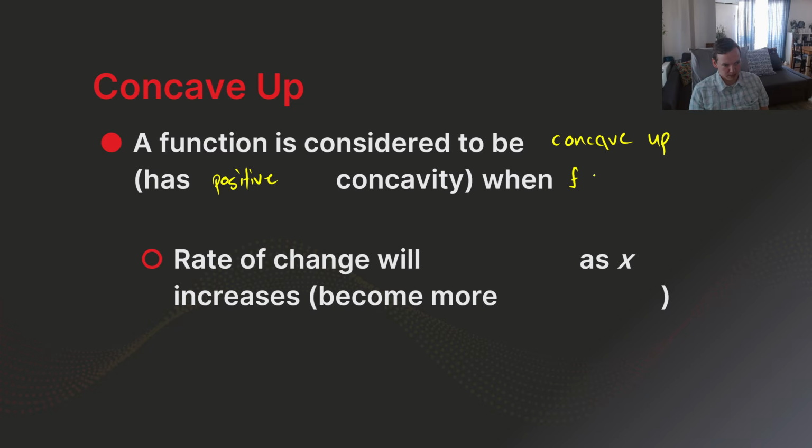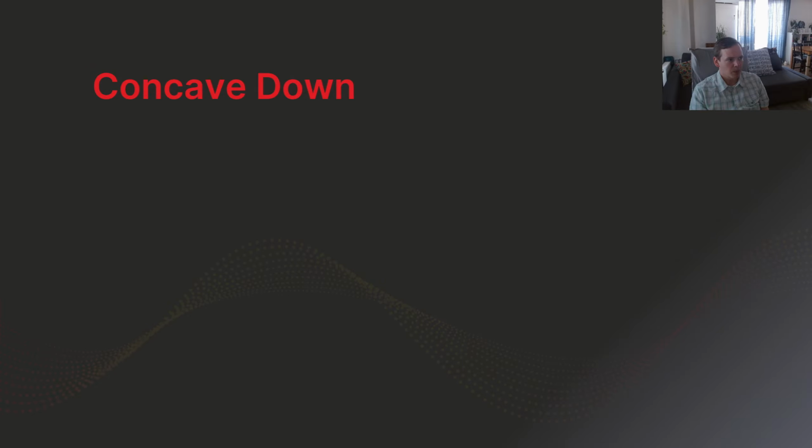In both cases, this is when the second derivative is greater than 0. Because we know the second derivative is the derivative of the derivative, the rate of change will increase. In other words, the derivative will increase as x increases. When we say increase, we're specifically talking about becoming more positive. I'll talk through visually what this means in a second, but for now, just write those down.